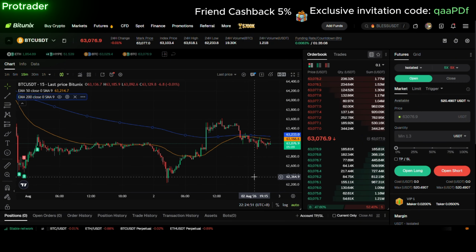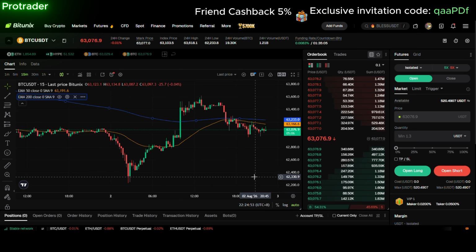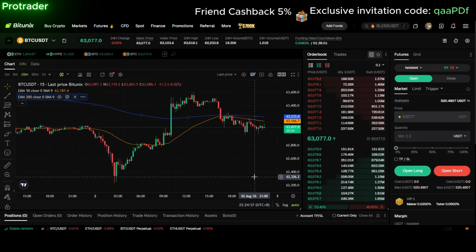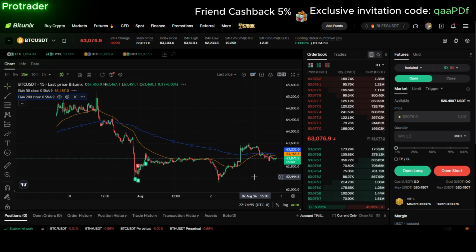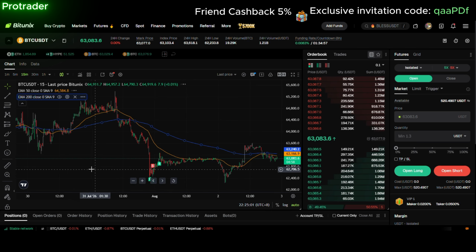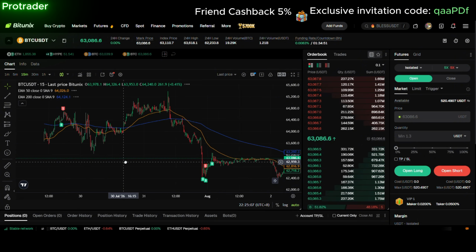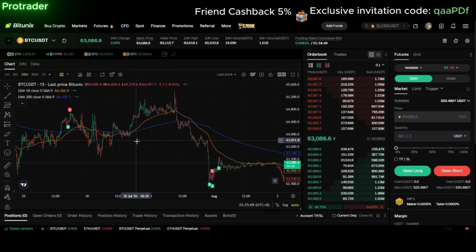On the chart, the EMA 50 reacts faster to recent price changes, while the EMA 200 tracks the major market direction. When prices stay above these lines, it signals a bullish trend for long positions. And when prices drop below them, it indicates a bearish trend for short setups.